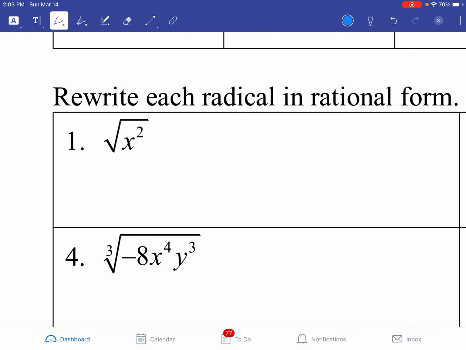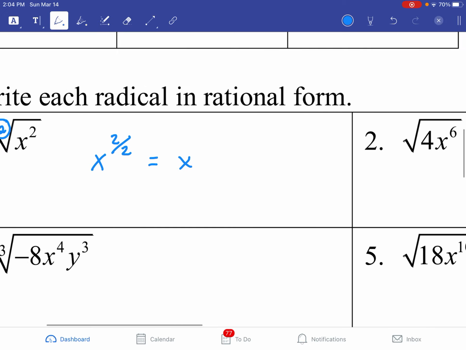Okay, because there is no number in the index on what kind of root this is, it's automatically a 2. So you'll have x to the 2nd over 2. So now, again, you can reduce this. 2 over 2 is just 1, so this could just equal x. Right? You don't have to reduce, but I do want to, again, show you that it's possible.